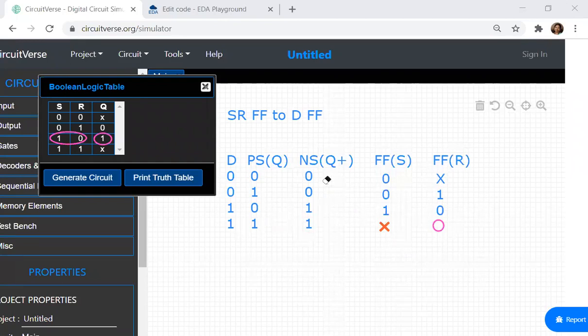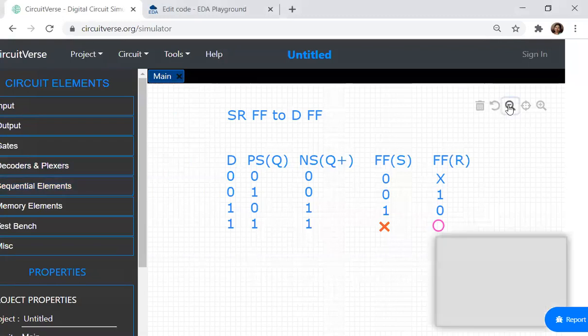Now why did this become an X? This became an X because previous state was 0, next state is 0, it is a reset state. And here 1 and 1, previous state is 1, next state is 1, so set state is an X. Okay, now we have to write the diagram. Let me draw the representation diagram. Now how do I write a representation diagram?